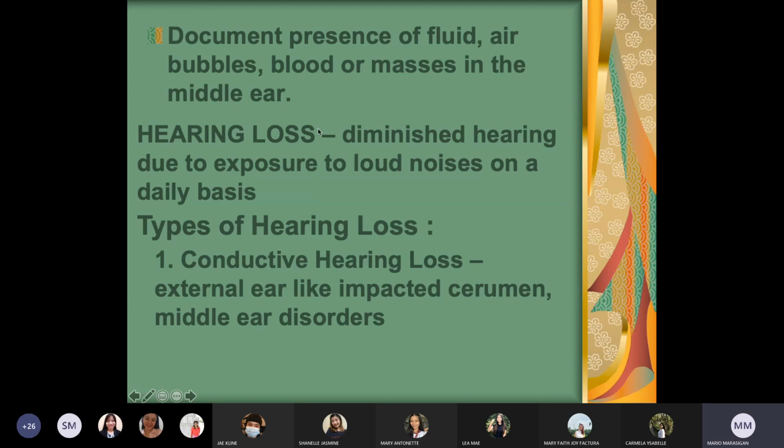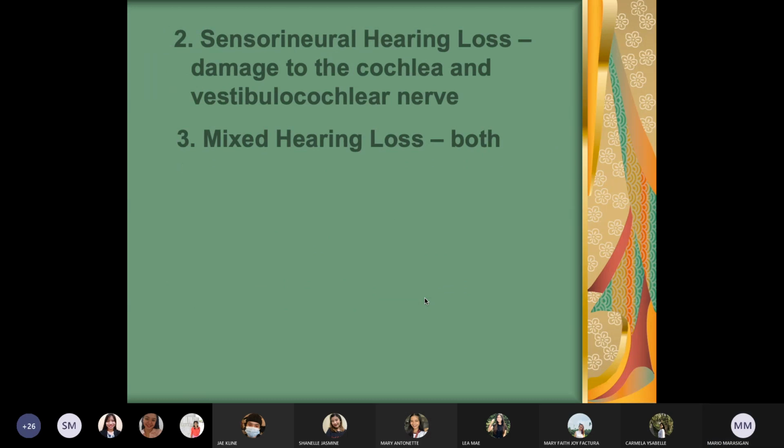So sa hearing loss type, you have your conductive hearing loss. Example nga natin is cause of impacted cerumen. But your otitis media, especially the chronic, and or your otosclerosis, formation of extra bone in the middle ear, can also lead to conductive hearing loss.